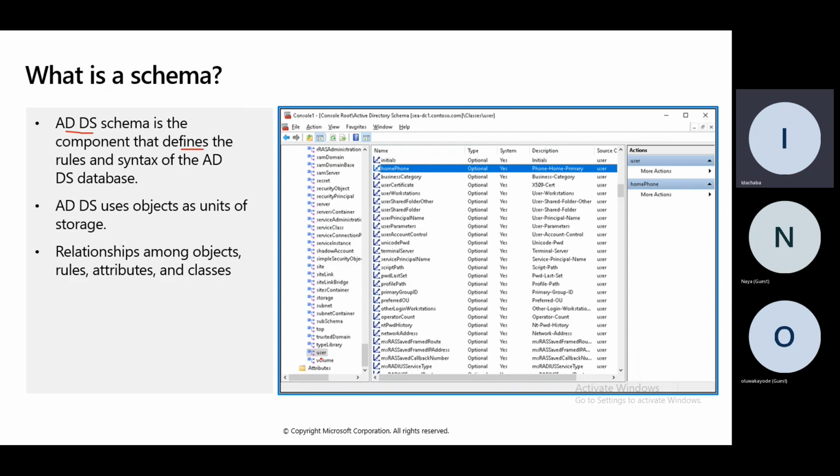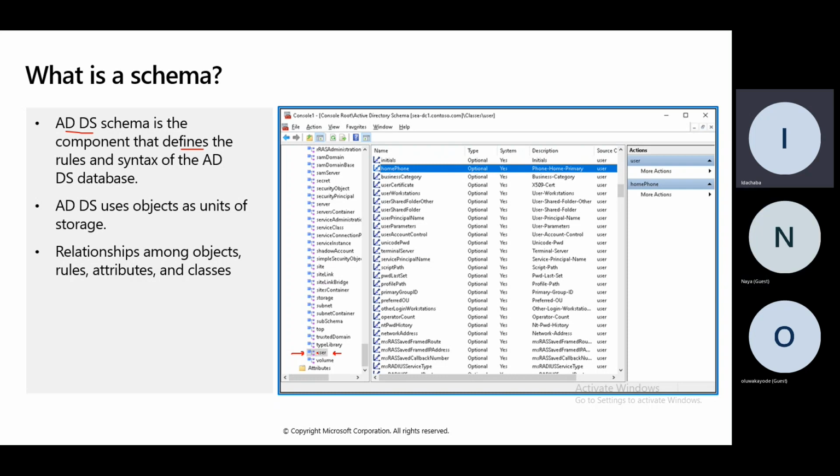So look at this particular schema. This schema is called user. Can you see the red? It's called user. So when you click here, every piece of information here comes out. This is when you click here.